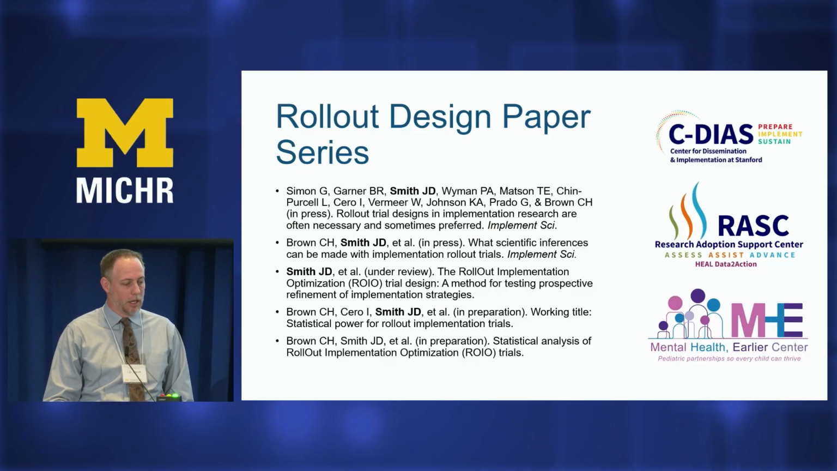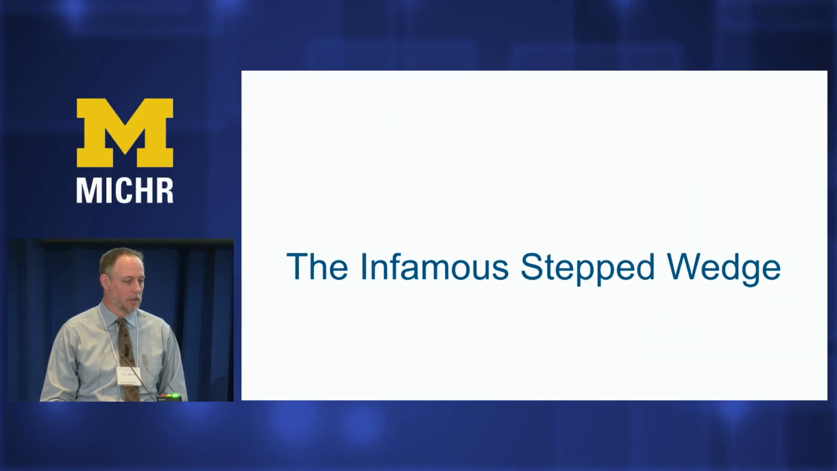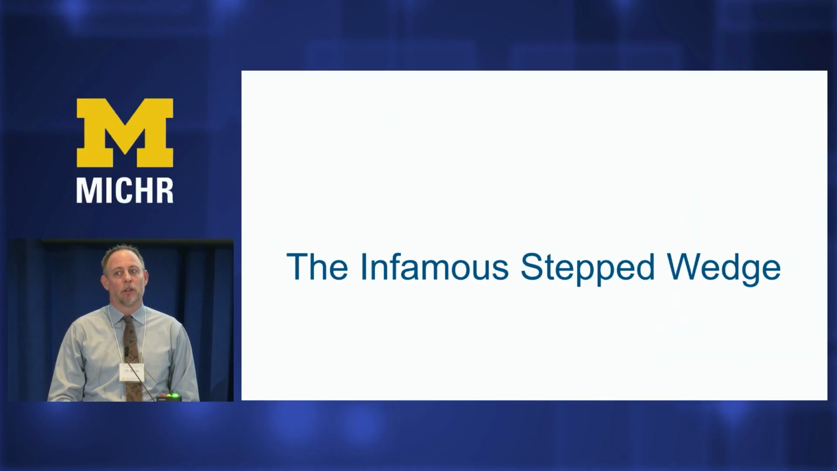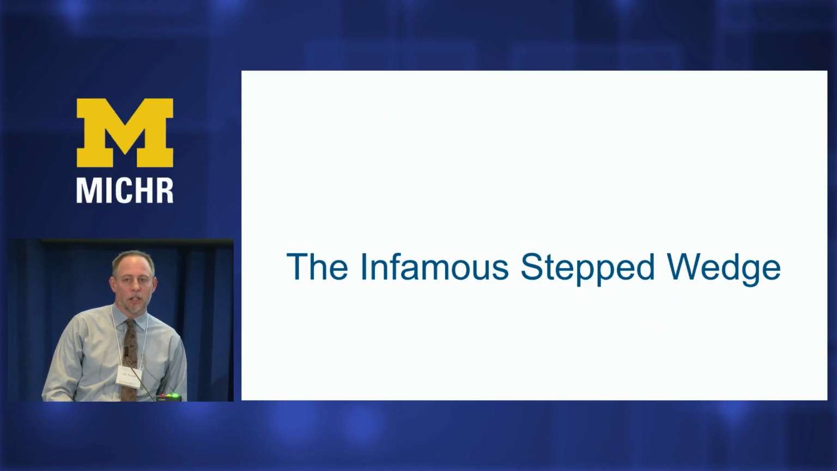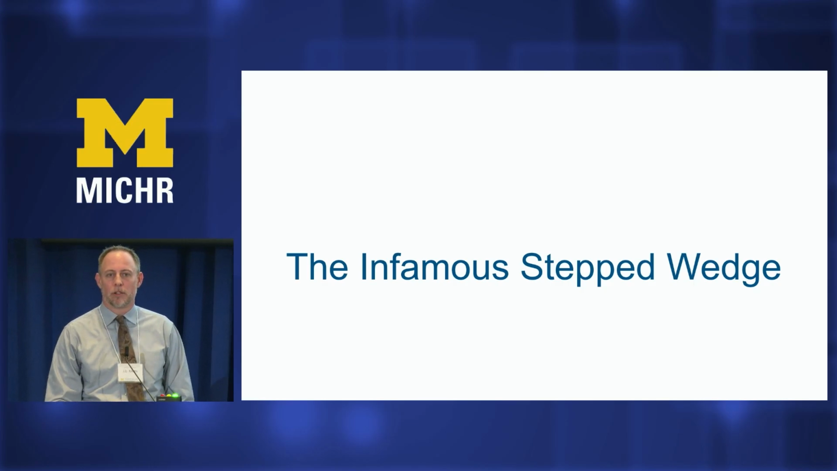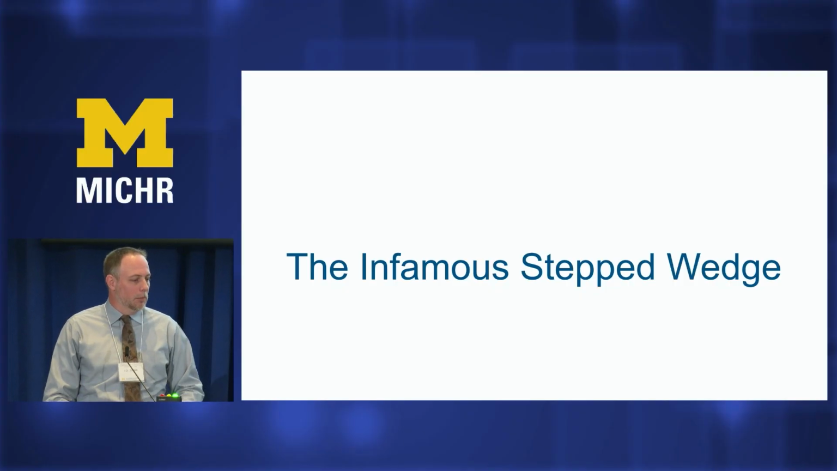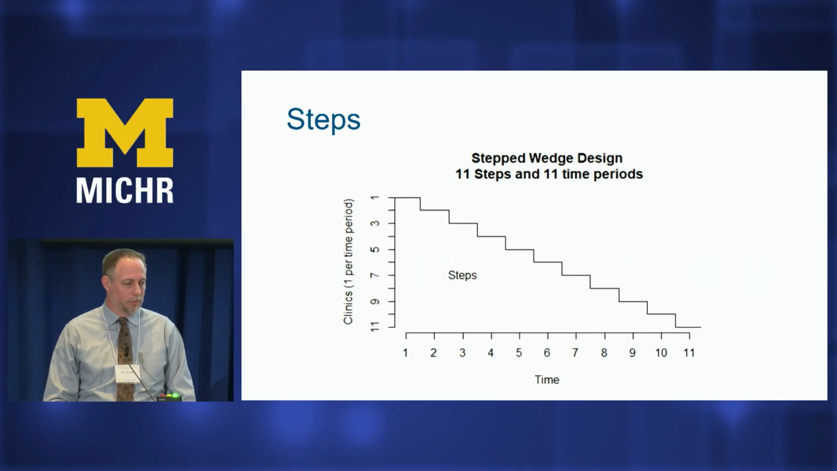And these are supported by a number of centers that the main authors are associated with. So I'm going to start with the infamous stepped wedge. And I call it infamous because if you've ever done a stepped wedge, particularly in an implementation context, it probably didn't go well. Or there's just lots and lots of challenges, right? So it's a good place to start because we all know what it is. We all probably have our feelings about it. But it's a nice place to start and contrast with what the ROIO design can help you do.